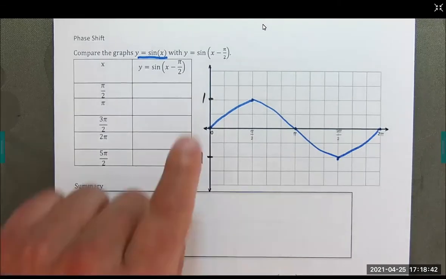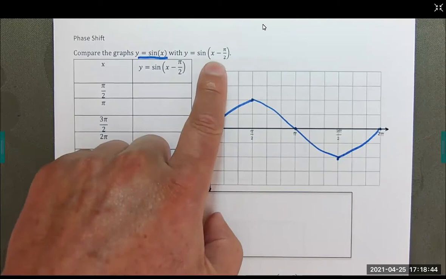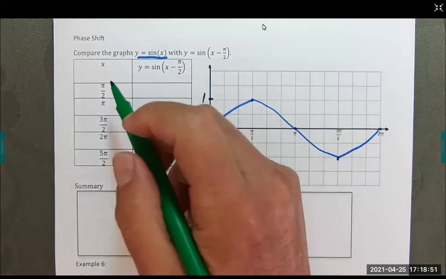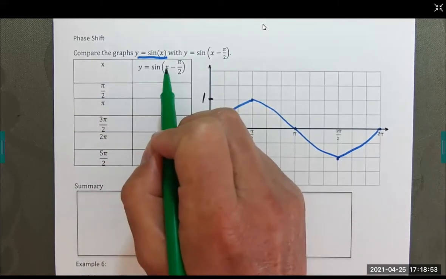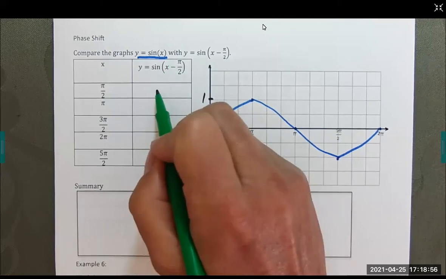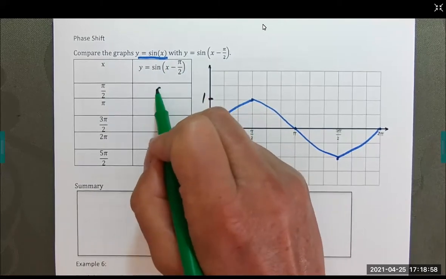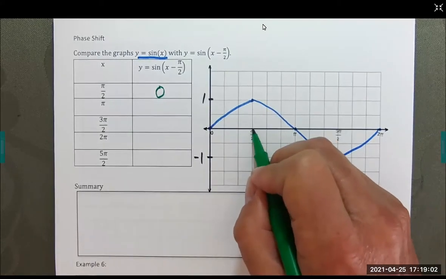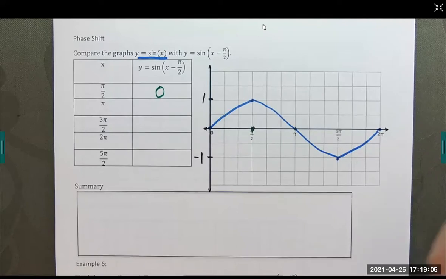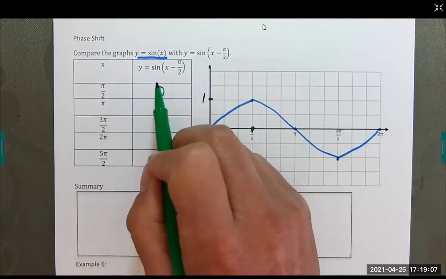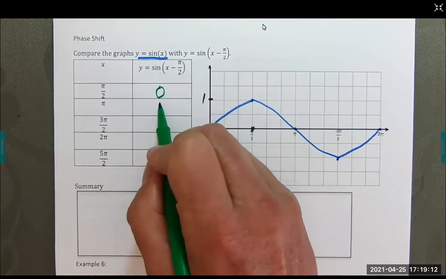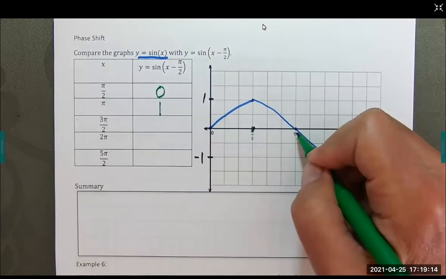And what we want to know is what happens when we subtract pi over 2 from the domain. Well, what that means is when I plug in pi over 2 here, pi over 2 minus pi over 2 is 0, and sine of 0 is 0. And I'm going to plot these points as we go. So at x equals pi over 2, y is going to be at 0. At pi, pi minus pi over 2 is pi over 2, and sine of pi over 2 is 1. So this means at pi, I'm going to be up at 1.